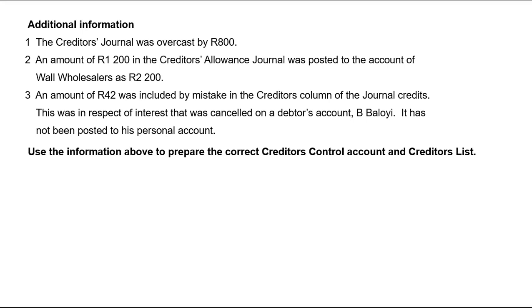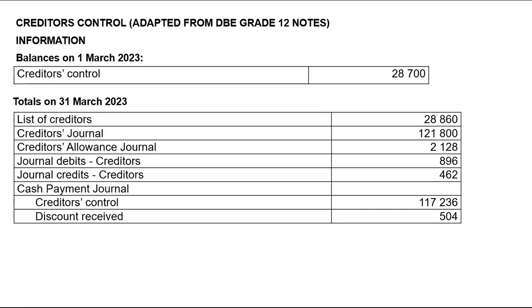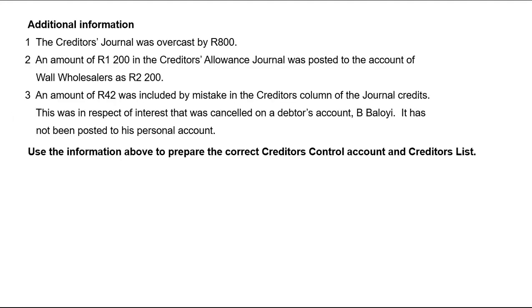And then number 3 says an amount of 42 was included by mistake in the creditors column of the journal credits. So we need to go to the journal credits, and because they said it was included by mistake, we need to reduce that 462 by 42 rand. I'm just following the instructions here. And they said this was in respect of interest that was cancelled on a debtor's account paid by Louis. It has not been posted to his personal account. We need to use the information above to prepare the correct creditors control account and the creditors list.